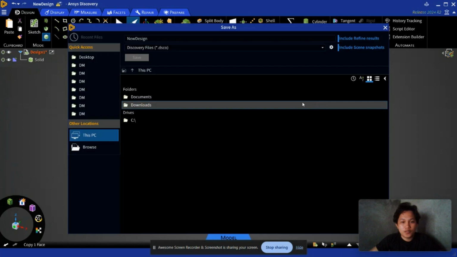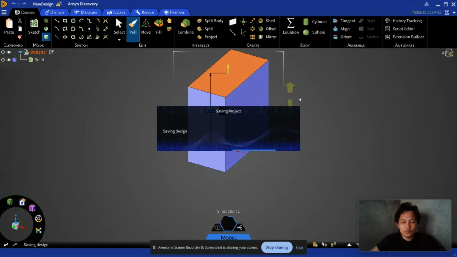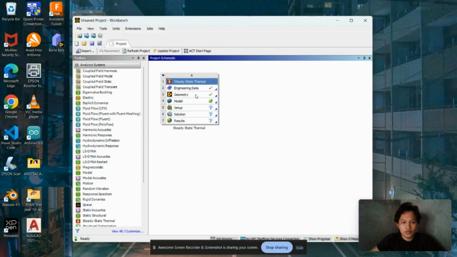I'm going to save this first. Mark the box. Save. So I'm going to exit this. Then it's checked, which means that our model is already saved. Next, we're going to the simulation software.